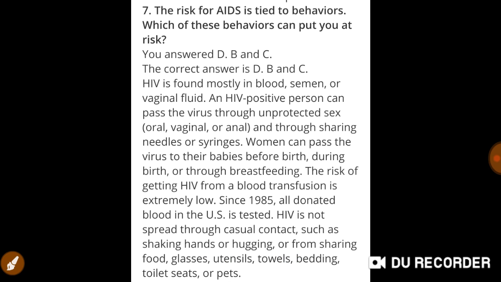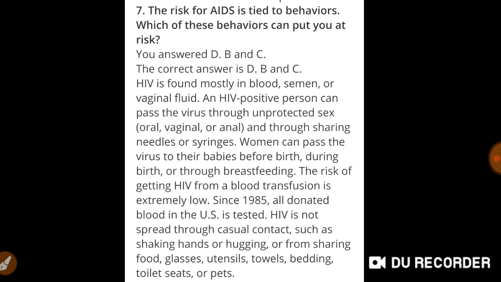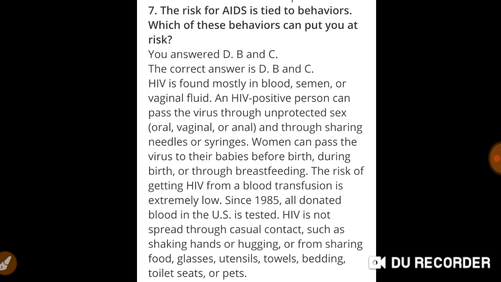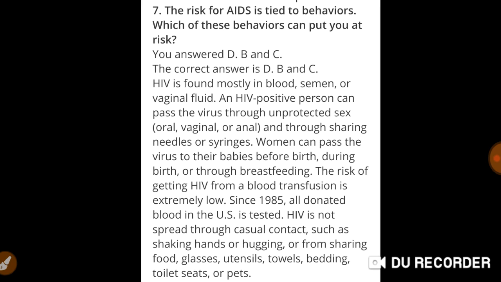Now, the risk of AIDS is tied to a behavior. Which of the following behaviors can put you at risk? HIV is mostly in blood, semen, or vaginal fluid. An HIV positive person can pass the virus through unprotected sex, oral, vaginal, or anal, and through sharing needles or syringes. Women can pass the virus to their babies before birth, during birth, and through breastfeeding. The risk of getting HIV from a blood transfusion is extremely low.